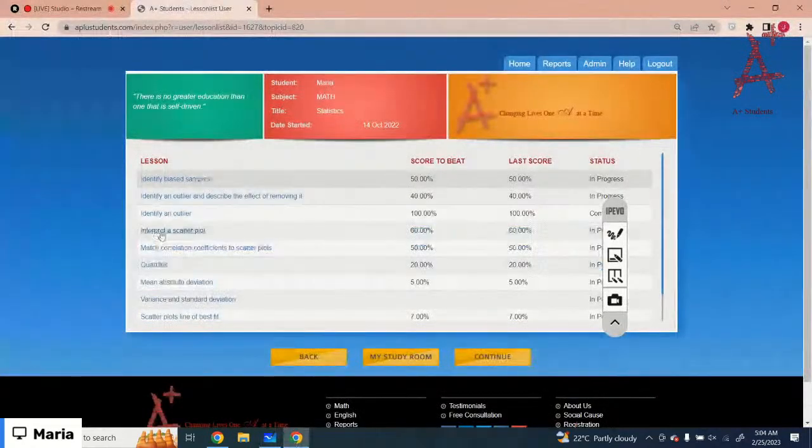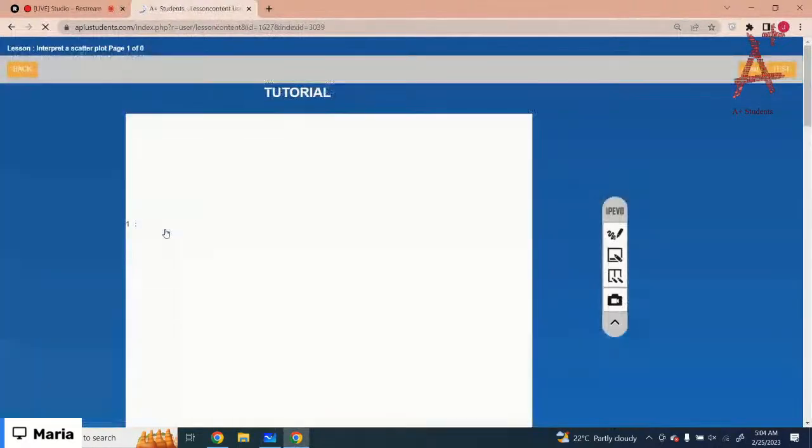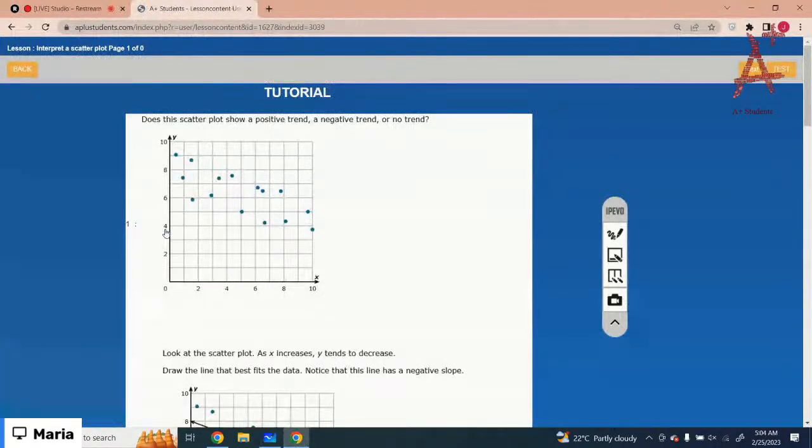Okay, here I'm on grade 9 maths. The chapter name is statistics, and we're going to start with the first lesson, interpret a scatter plot. Okay, just look at this graph. Does this scatter plot show a positive trend, a negative trend, or no trend? We have to look at the trend on the graph.